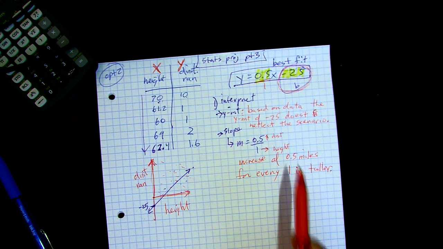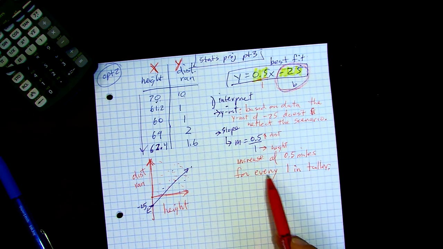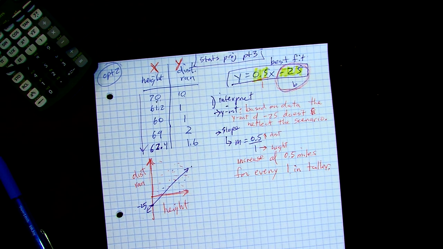So it's an increase in distance of half a mile for every 1 inch taller. And that kind of makes sense. I guess when you get taller, you could run further. I mean, that kind of makes sense.